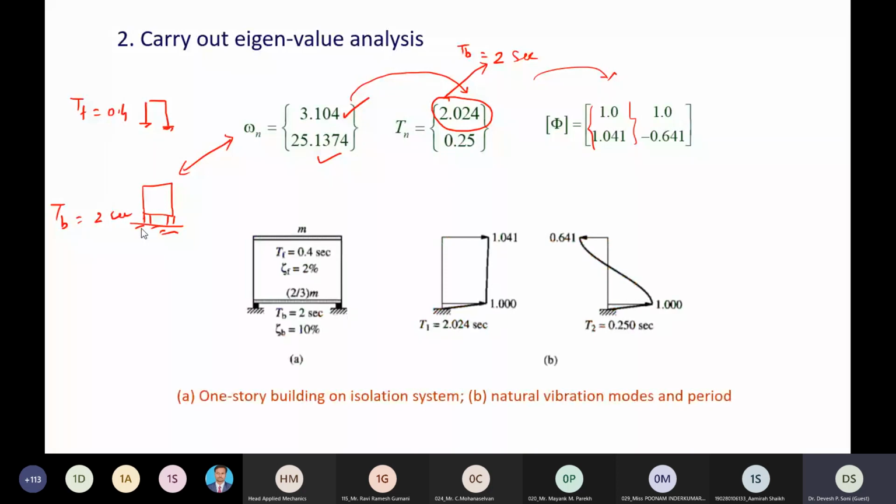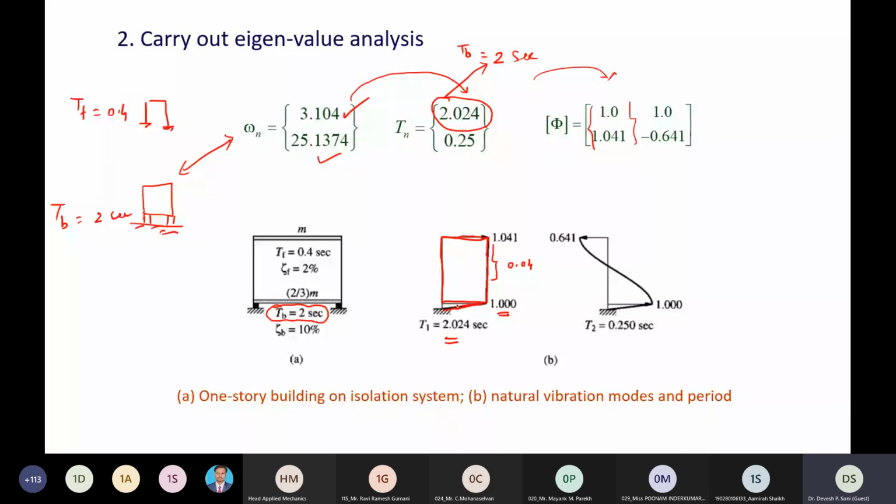In the next figure, we have plotted the mode shapes and frequencies. We can see the first mode period is 2.02 second, which is close to the isolation period TB, and the second mode is something like this. Now there are many things to understand in the mode shape. First, the displacement is mainly concentrated at the isolation level. We can see the relative displacement between the fixity and the base mass is 1. Then the displacement of the first floor is 1.041, so the relative displacement is just 0.04. So we can say that the superstructure is nearly behaving like a rigid body with very small interstory drift, and the displacement is mainly concentrated at the isolation level.